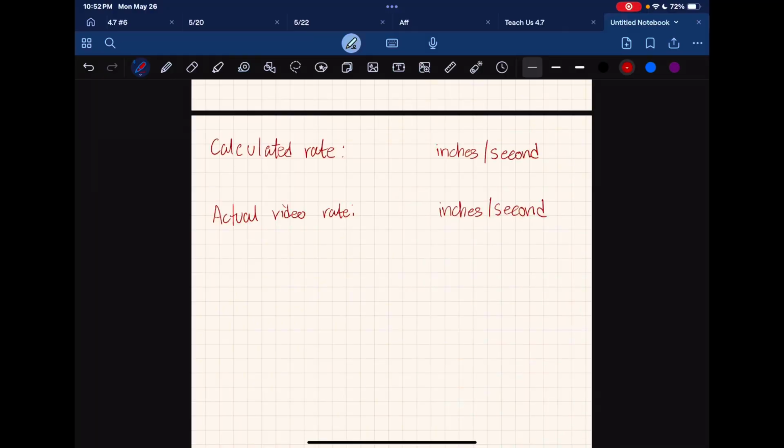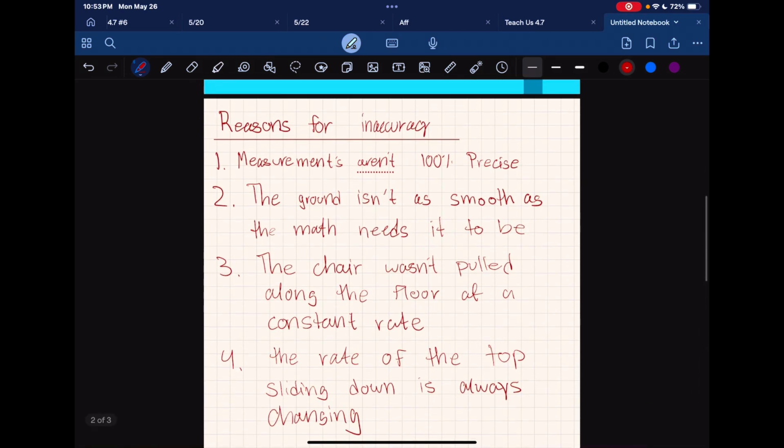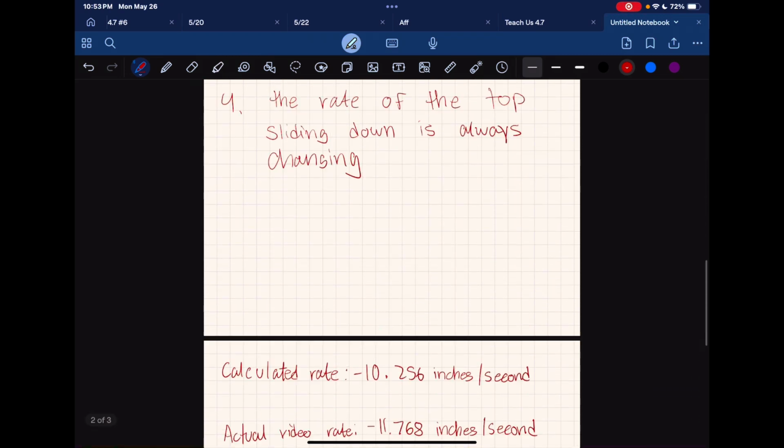I would just like to restate the answer for the rate of y as it goes down the wall. The answer we got from the calculations was negative 10.256 inches per second. And then the actual rate that we got from the video was negative 11.768. And then I just wanted to go over the reasons why the answers aren't the same.